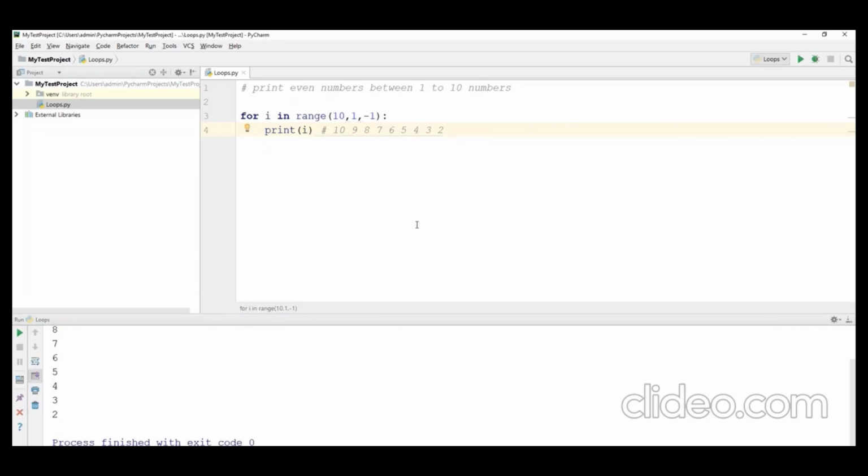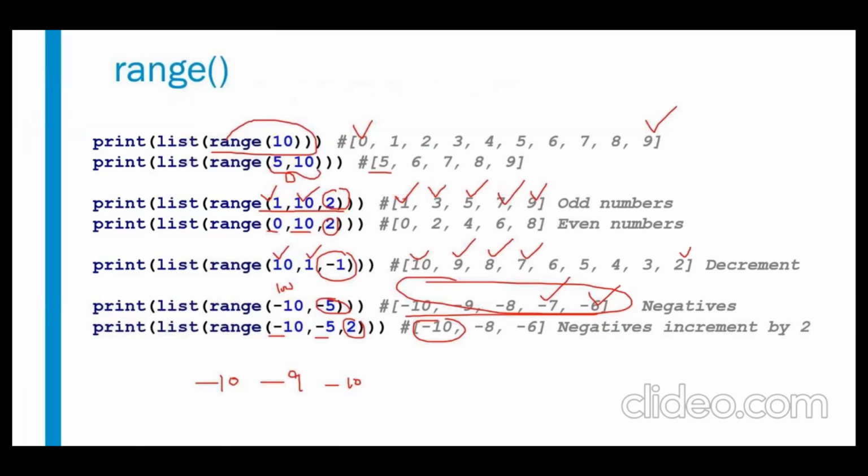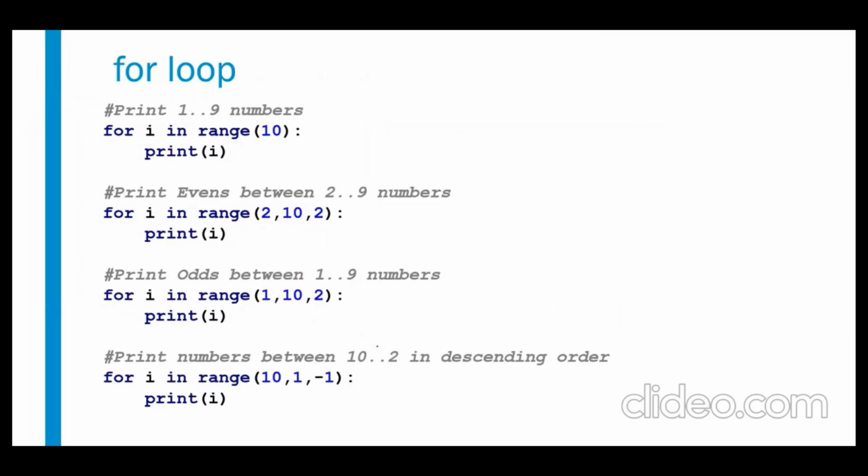Okay, so this is how we can increment those values and decrement those values. So range function always we need to use with the for loop. Okay, so that is all about for loop. So now here I have given these examples. So 1 to 9 numbers, if you want to print, just range is 10, so initial value will be 0. So 0 to 10 it will print all the numbers, and this is for even numbers between 2 to 9. So starting value is 2 and the last value is 10, and every time we'll increment 2, so it will give you only even numbers.